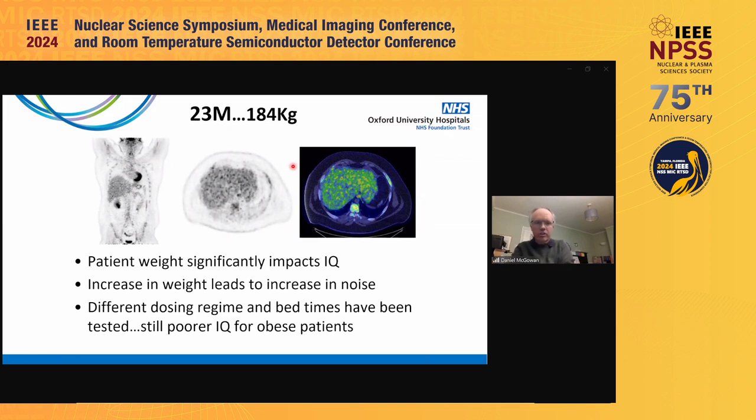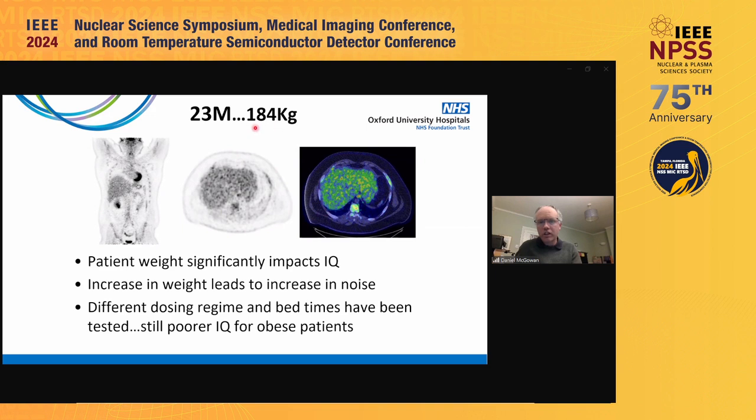Another area we wanted to look at was patient weight. So obviously patient weight significantly impacts image quality in PET, as I'm sure you guys know, and a whole load of different dosing regimes and bed times have been investigated to try and improve this in PET. So in Oxford, typically we do a weight-based approach. We've done that since we started PET, up to a certain threshold, and above that we increase the time per bed. But still, with OSEM imaging, as you can see from these images here, you get fairly poor image quality, especially for these obese patients.